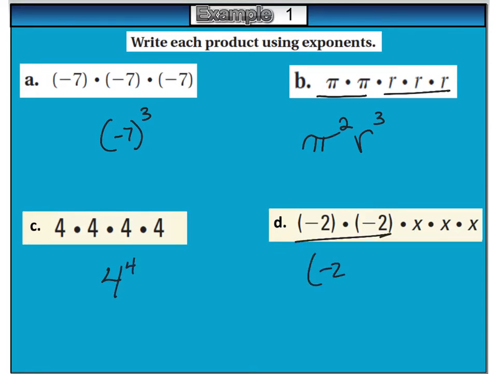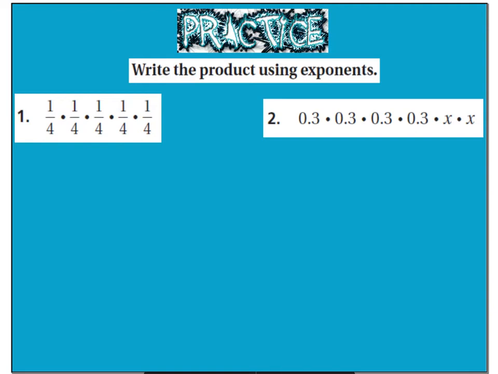Put the -2's in parentheses together and the x's together. Same thing with fractions. I would put them into parentheses, so the fraction stays by itself. So there's 5 of them. 3/10, if you want to put 0 and 3/10 to the power of 4, and then x squared.